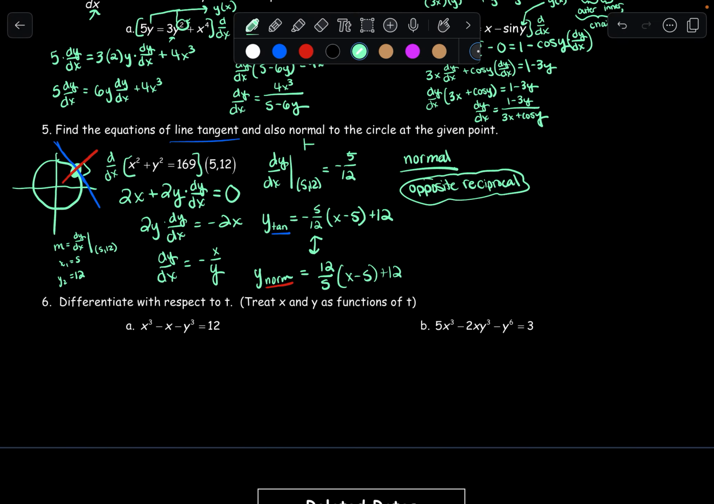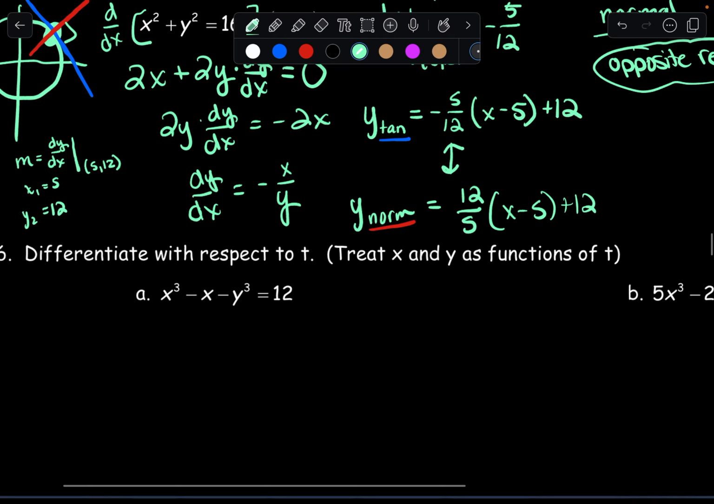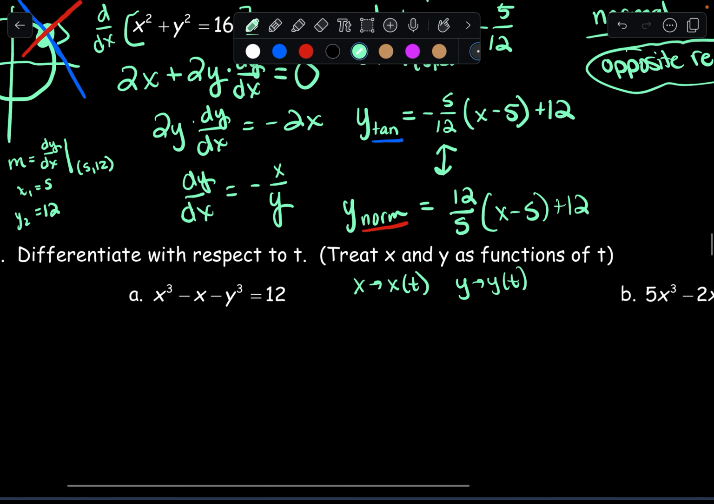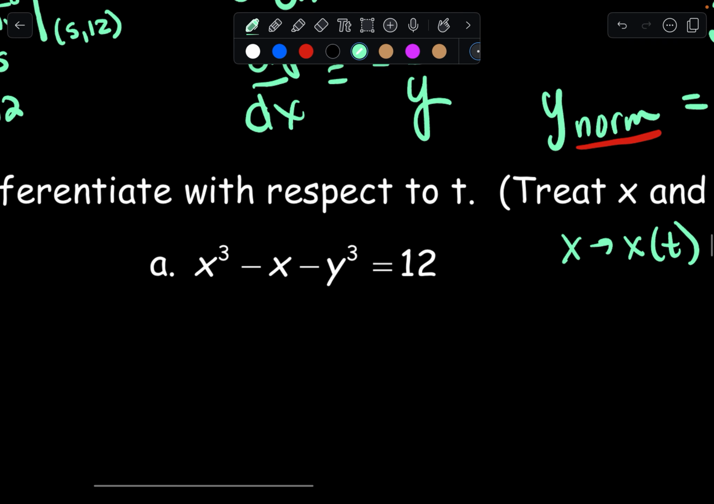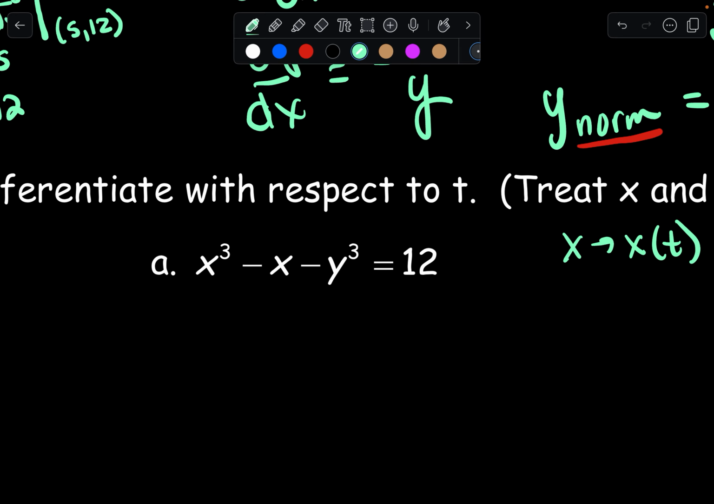All right, number 6, differentiate with respect to t. Treat x and y as functions of t. So what that means is we have x is actually x of t, and then y is actually y of t. So that means when we differentiate, you're going to be using the chain rule for every single variable because they are technically composite functions. I don't see any t's, so we're not just going to use the power rule. They will all be chain rule, okay?